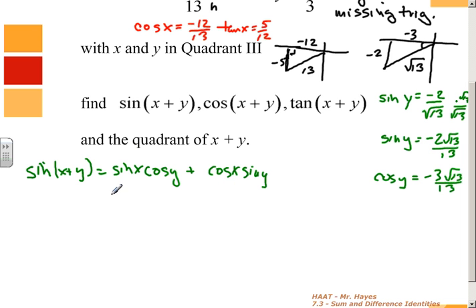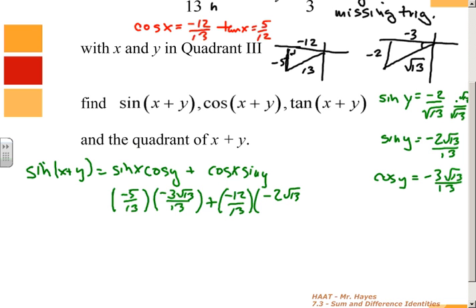Sine of x. So you look up at sine of x and you say, wow, that's a negative 5/13. And you've got cosine of y, that is a negative 3 root 13 over 13. Plus cosine of x, which is a negative 12/13, times the sine of y, which is a negative 2 root 13 over 13. Simplify this. Common denominator is going to be 169. Across the top, negative 5 times negative 3 root 13.